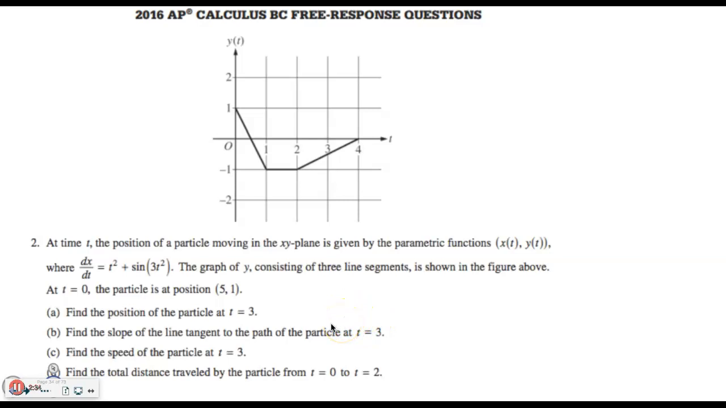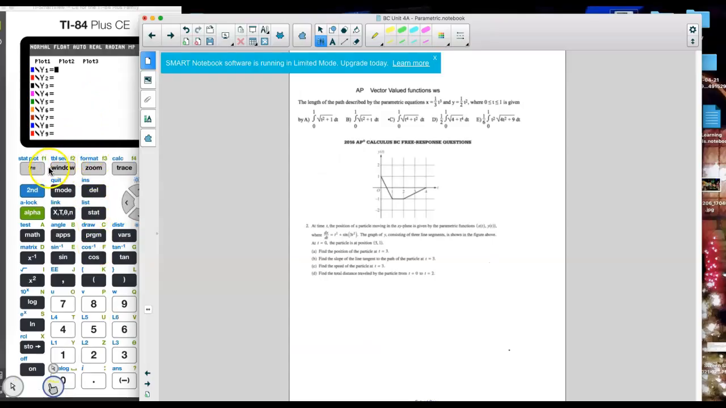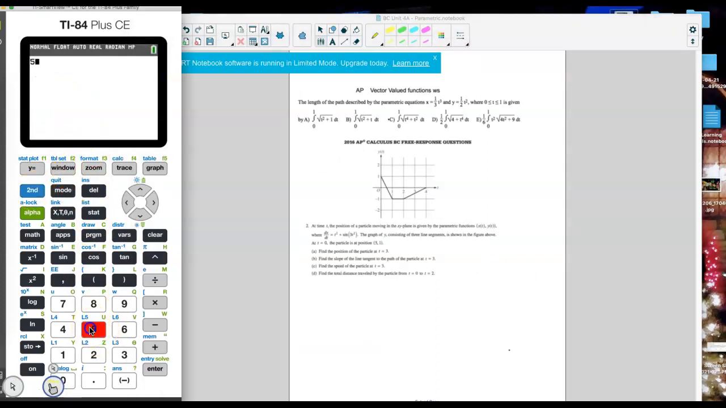Actually, this one just says this is calculator active. So you can go ahead and put 5 plus the integral from 0 to 3 of x prime of t dt, and you can go to your calculator and enter that. So we'll get the x coordinate. Just make sure you enter it correctly, but you can just be in your regular old mode. You don't need to be in parametric mode. The only difference is when you hit this button, it'll put a t instead of an x.